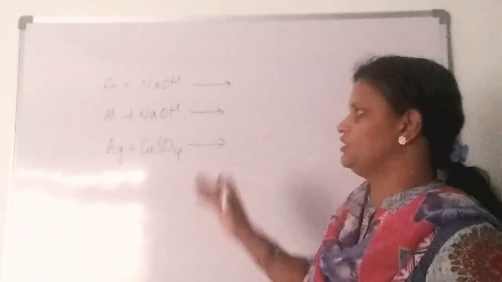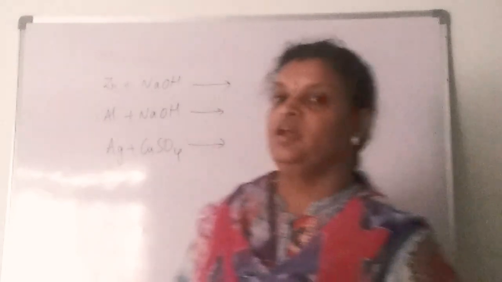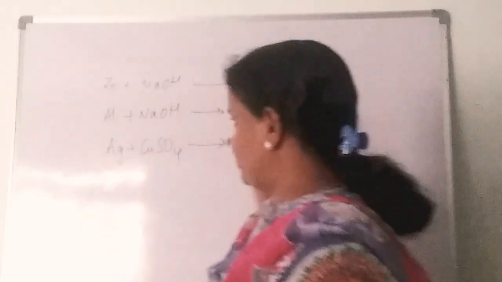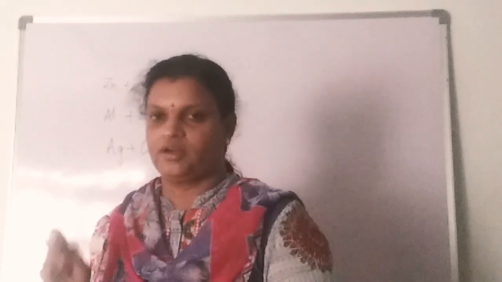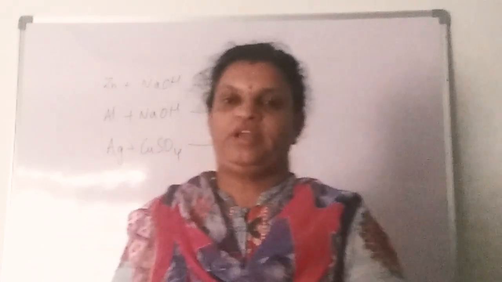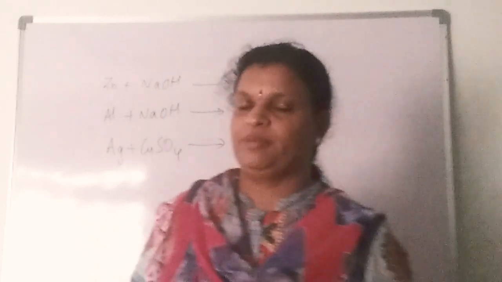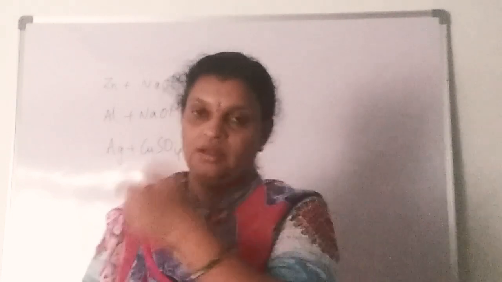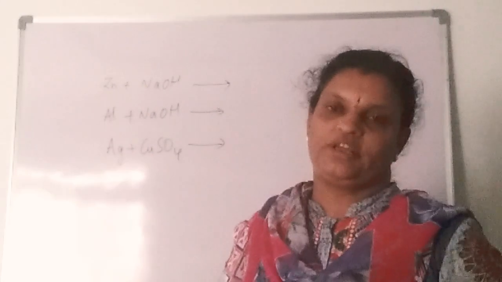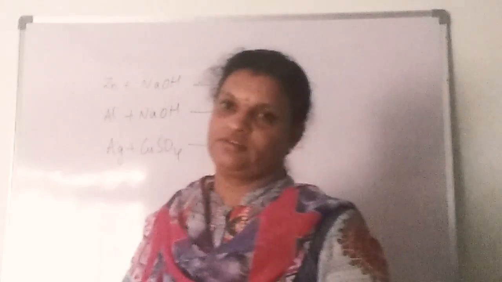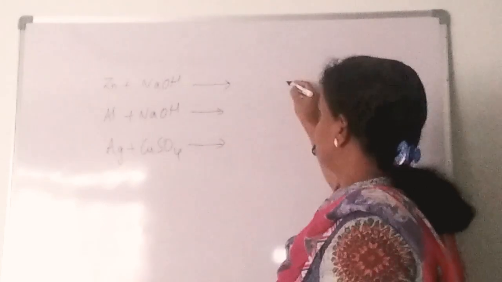But here, zinc and aluminum have special properties, and sodium hydroxide or potassium hydroxide also have the special property to react with the metals. Any other bases, if you take, don't react with the metal. But here these two metals will react, and the bases sodium hydroxide and potassium hydroxide are able to react with the metals. So now here what happens?